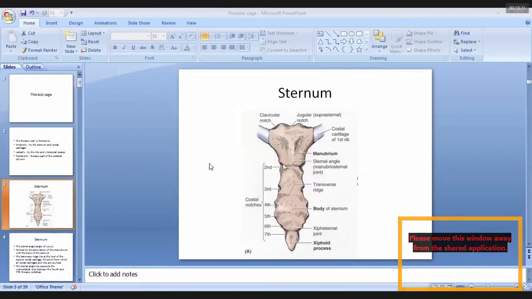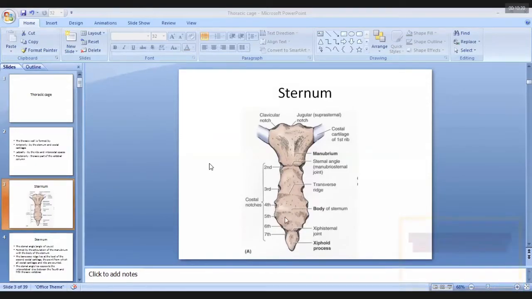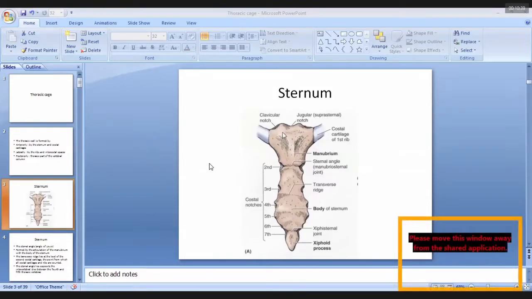Two main articulations are the joints formed by the manubrium and the body of the sternum, the manubriosternal joint, and the other between the body of the sternum and the xiphoid process, known as the xiphisternal joint. Other articulations are for the clavicle, forming the sternoclavicular joint, and with the costal cartilage of the first rib. And on the body of the sternum, there are different facets for the second to seventh costal cartilages.